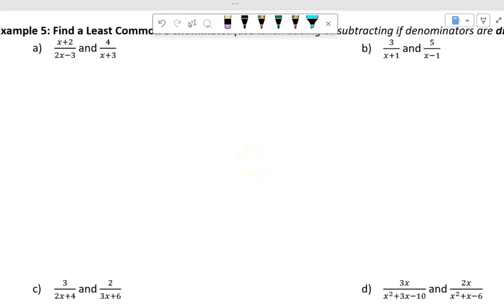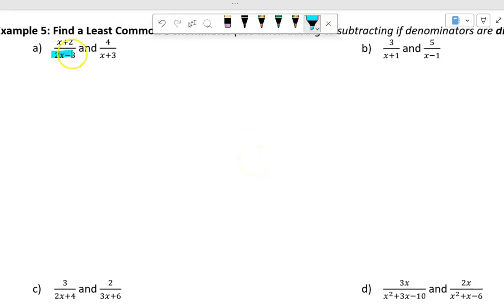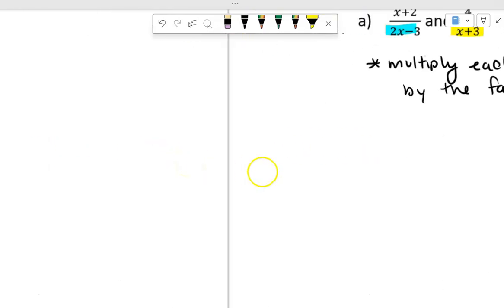I'm going to do 2 problems from here, and I want you to notice that my denominators are not the same. So the way to make our denominators the same is to multiply each fraction on top and bottom by the factor it's missing. Don't write what I'm about to write. You can put your pencils down.